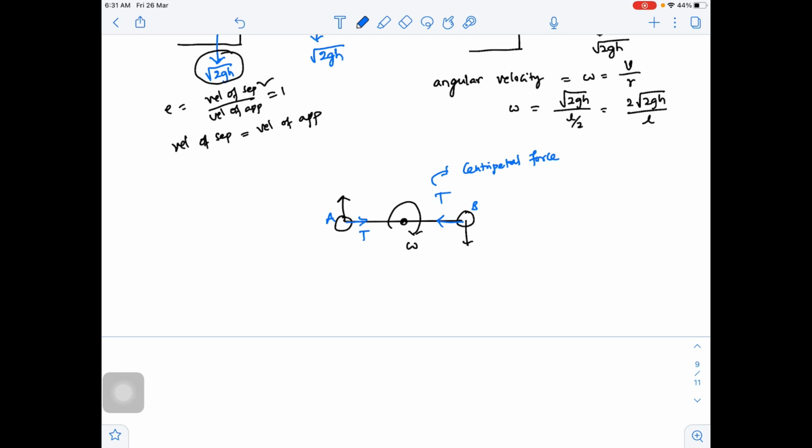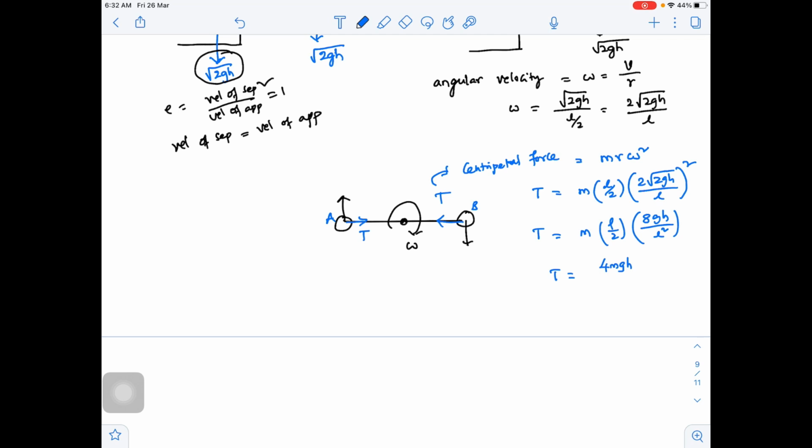How to write down the centripetal force? Centripetal force we can write as m r omega square. So centripetal force T is equal to the mass of any one of the objects, and the radius value will become L by 2, times omega square, that is 2 root 2gh by L whole square. That's why we found the omega. So tension value will become m into L by 2 multiplied with 8 times gh by L square. L will cancel out, so you will get tension equal to 4 mgh by L. So this is the tension acting in the string just after it is colliding.